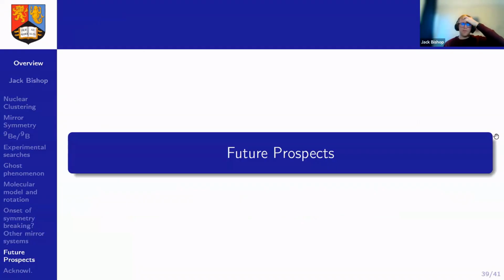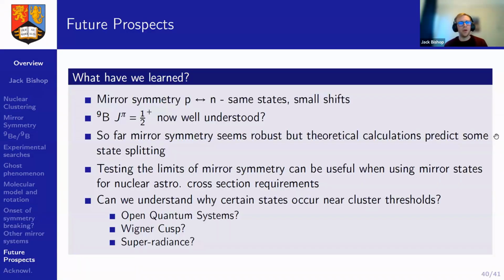So where does that leave us in terms of future prospects for mirror systems? What we saw was that with this mirror symmetry, where we change our protons and neutrons, we see the same state, but with very small shifts in the energy. It seems now, after some hard work, that this Boron-9 1.5+ state is fairly well understood, and we know that the mirror symmetry is robust between beryllium and Boron-9. But there are some cases where theoretical calculations do predict the breakdown of this mirror symmetry, with different behavior for the 2 systems. But we've yet to see that play out experimentally.